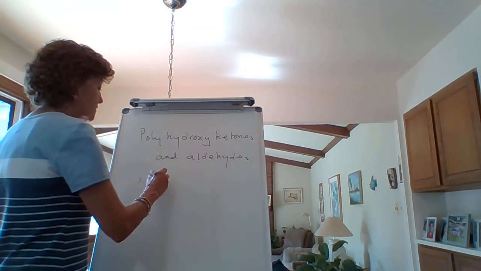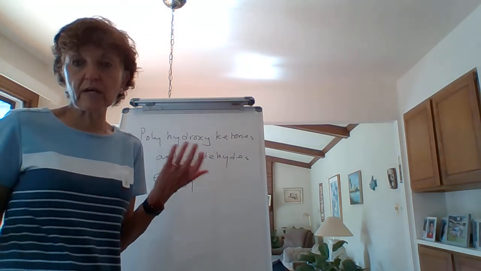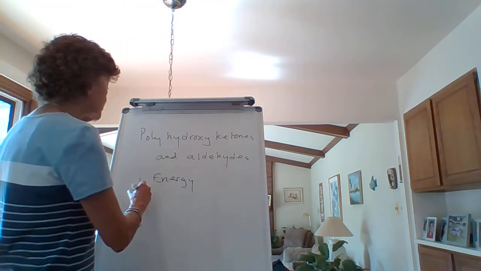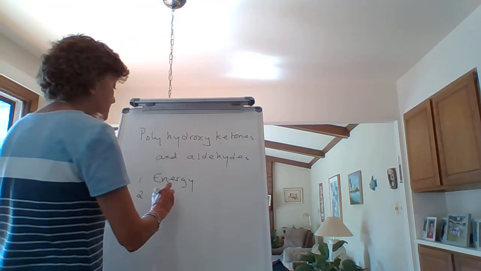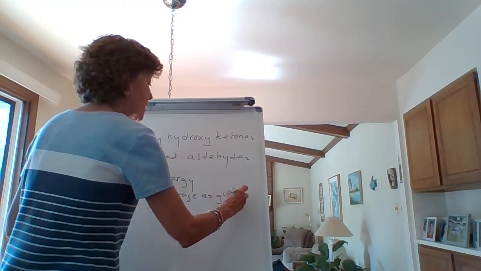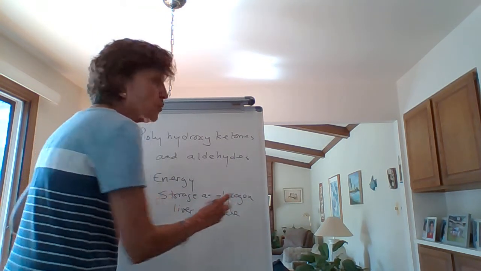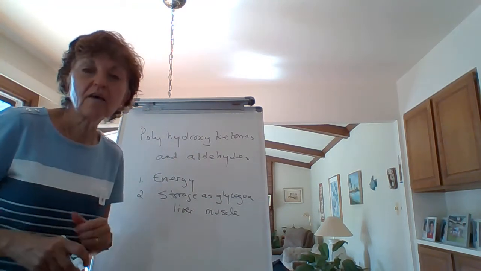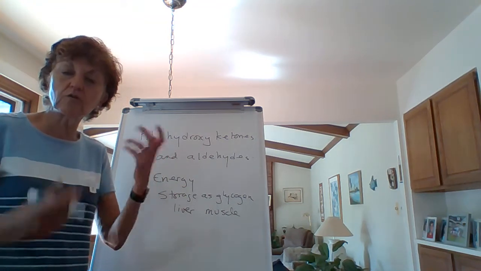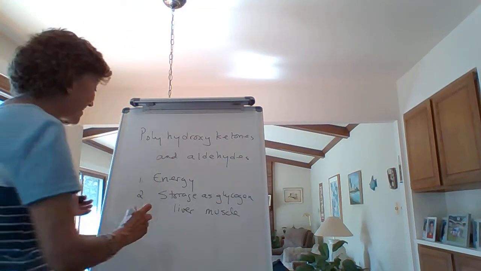Well, number one, they provide energy. If you've had a nutrition class, you know that carbohydrates provide 4 calories per gram, 4 kilocalories per gram. Number two, you can store carbohydrates as glycogen, and you can store it in the liver and in the muscle. You've heard of athletes carb loading, and they're trying to store as much glycogen in their muscle as possible before they go do a marathon or an Ironman or some crazy thing like that.